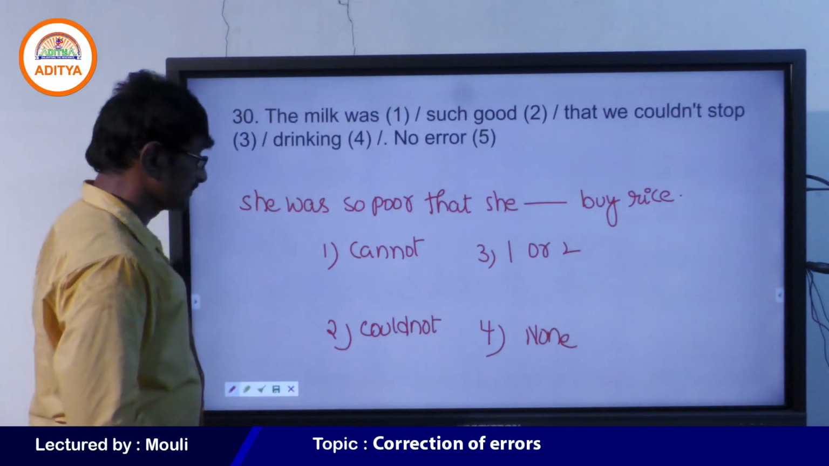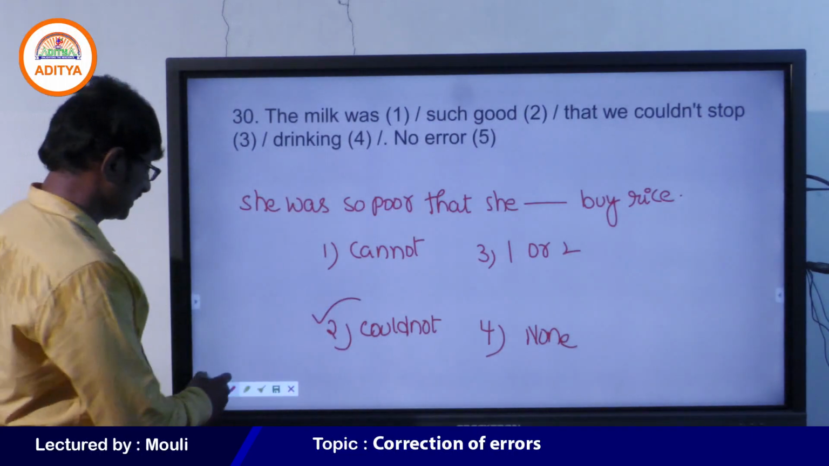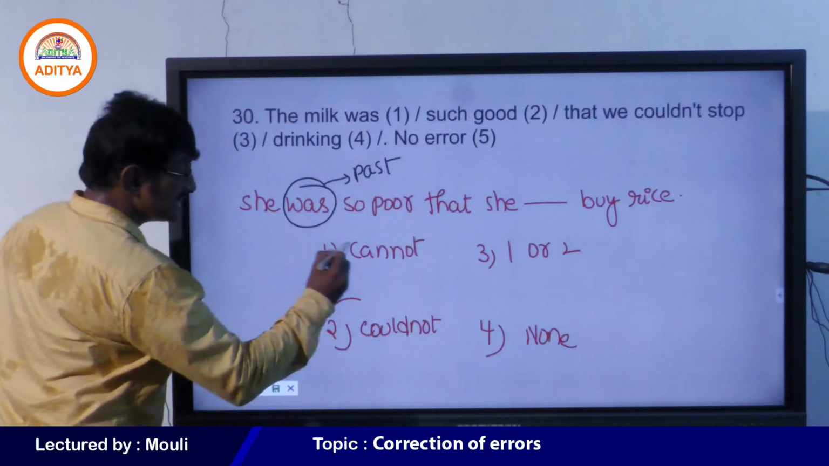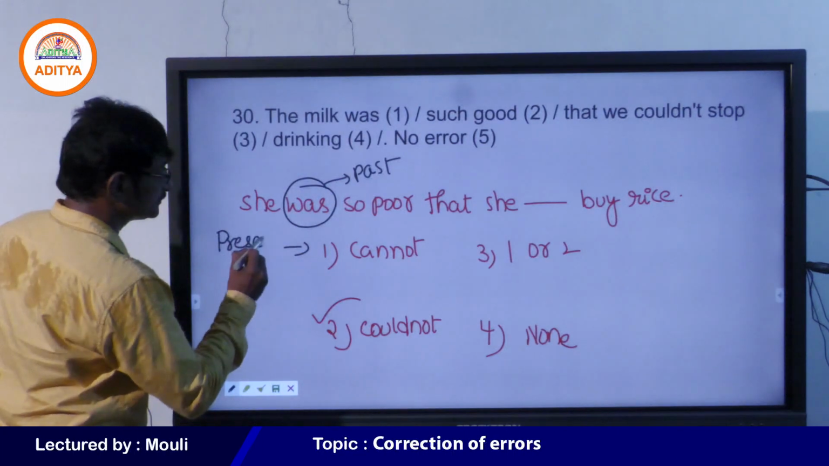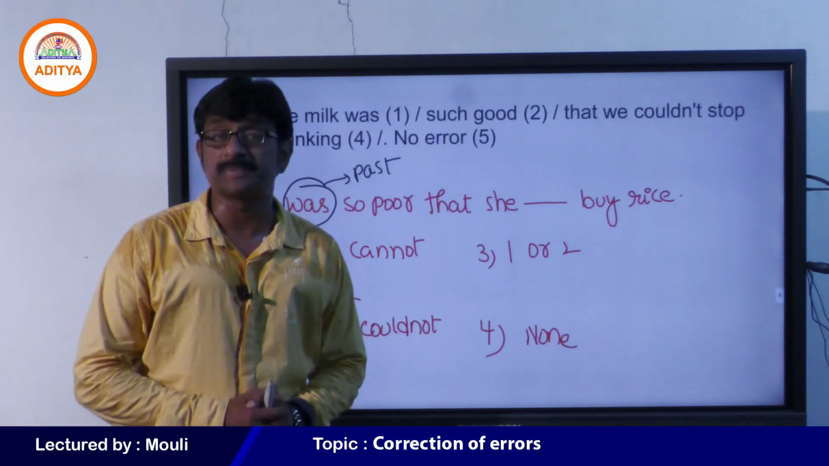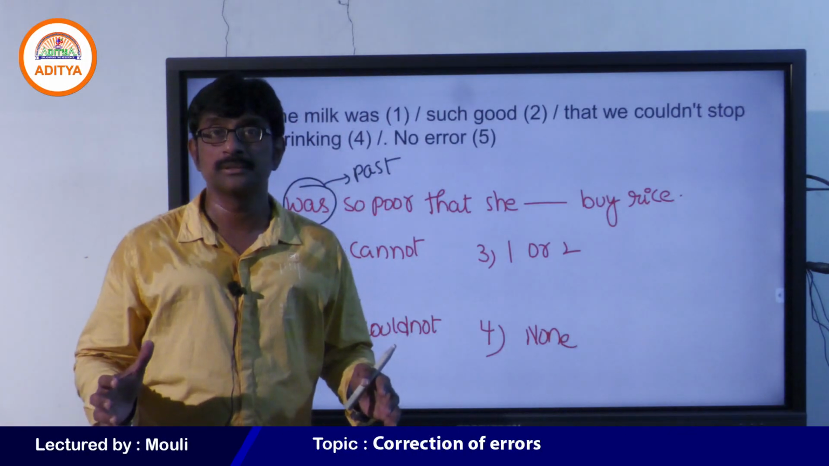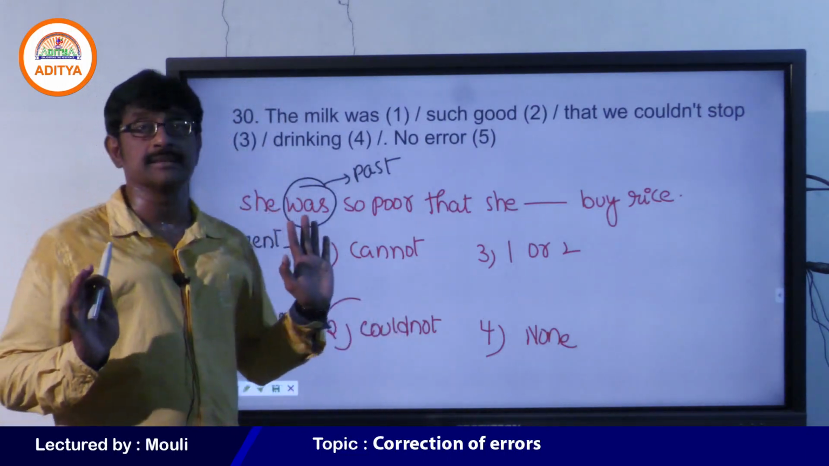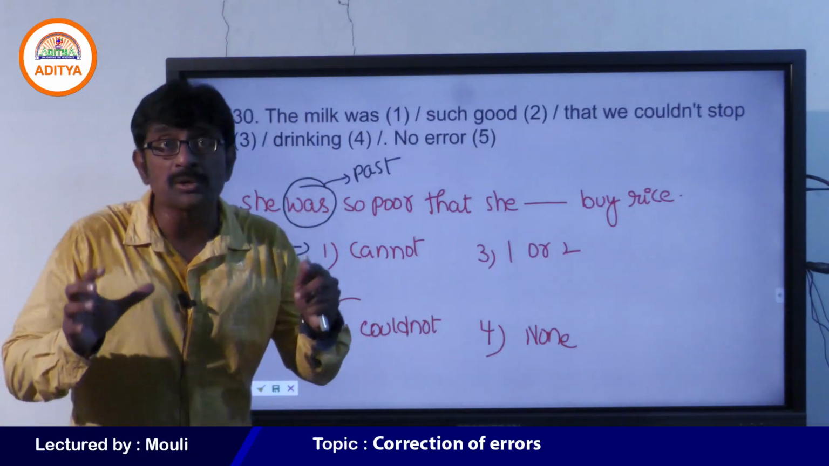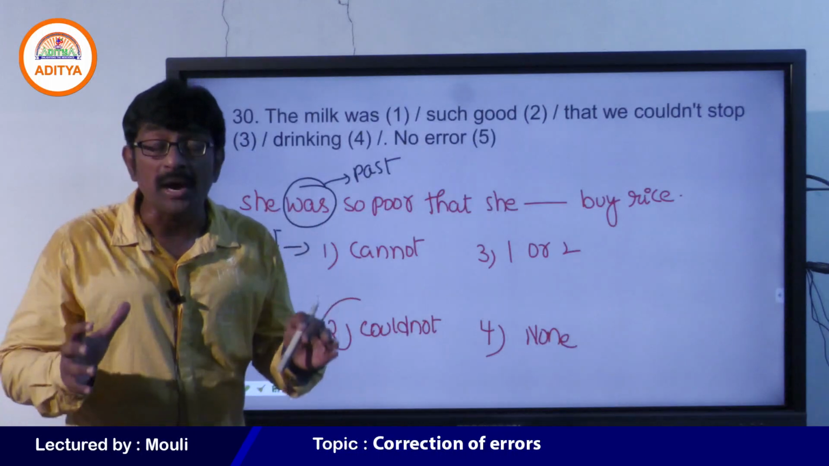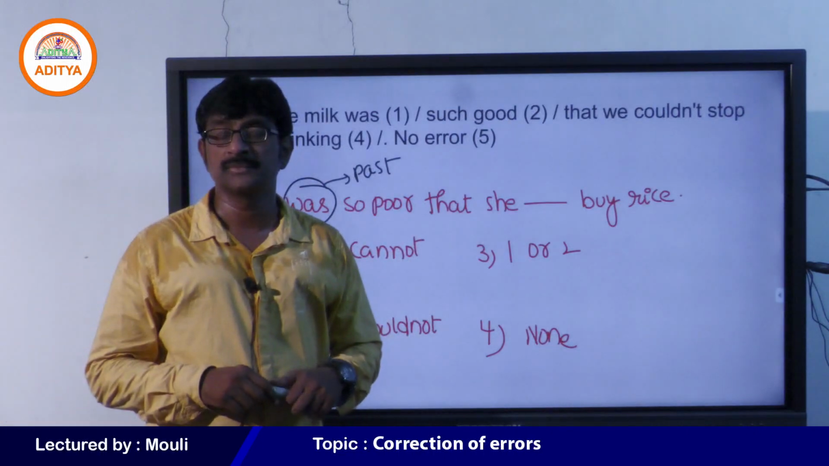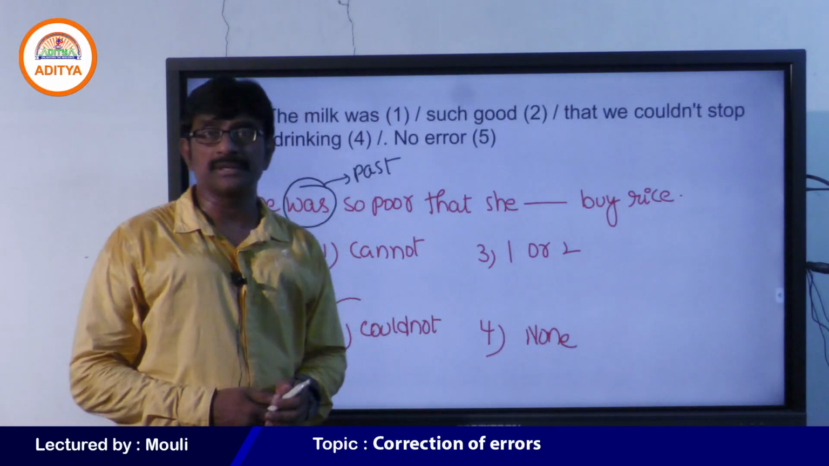So now you see, this is the right answer. Why? Here you see, was is there. Was means it is past tense. Cannot is present tense and could not is past tense. That's the difference. It makes the difference totally here. So she was so poor that she could not buy rice. It is a very important question, quite often asked in examinations. Very, very important question.